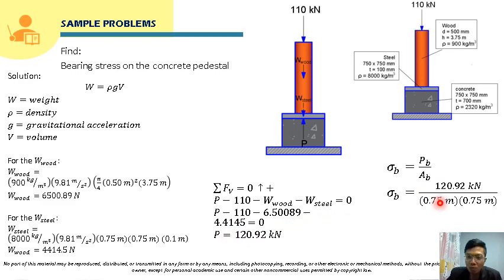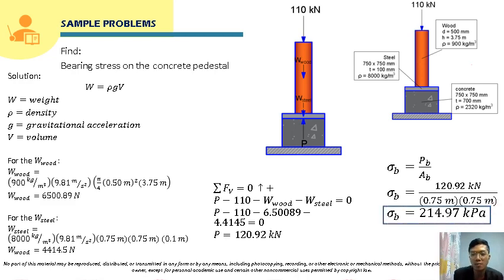Okay, so again, our compressive force or bearing force here is 120.92 kilonewton, and the bearing area, since it is in millimeter, we will convert it into meter, so it will become 0.75 meter times 0.75 meter. So let's input this in our calculator: 120.92 over 0.75 times 0.75, that will be 214.97. So this is kilonewton per meter squared or kilopascal. So this will now be the answer for this problem.